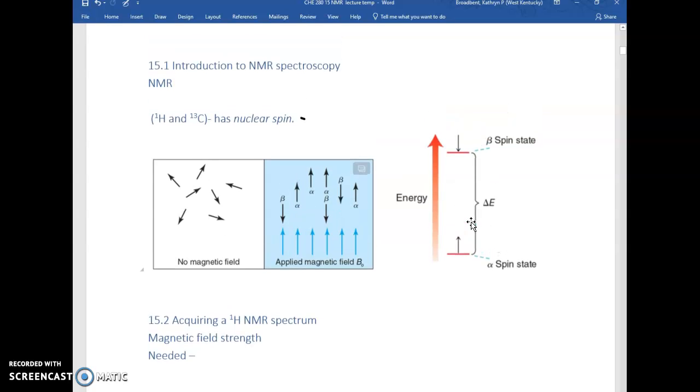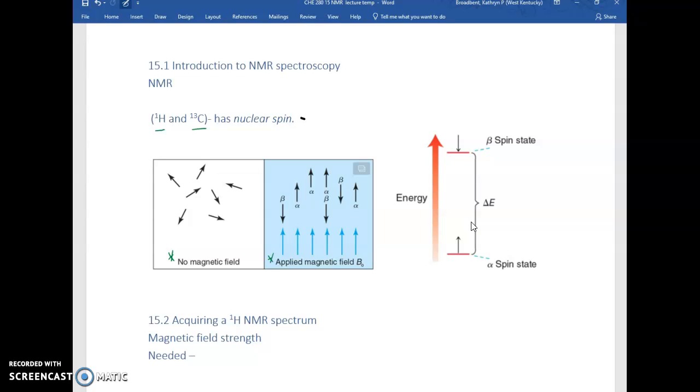So NMR is used to determine the structure of compounds by studying the interactions between electromagnetic radiation and the nuclei of atoms. A nucleus with an odd number of protons or an odd number of neutrons, and in this case the ones we're going to be interested in are hydrogen and carbon-13, has a nuclear spin. When the nucleus is subject to a strong magnetic field, it aligns itself with that field. So here we are with no magnetic field, and here we are with an applied magnetic field.